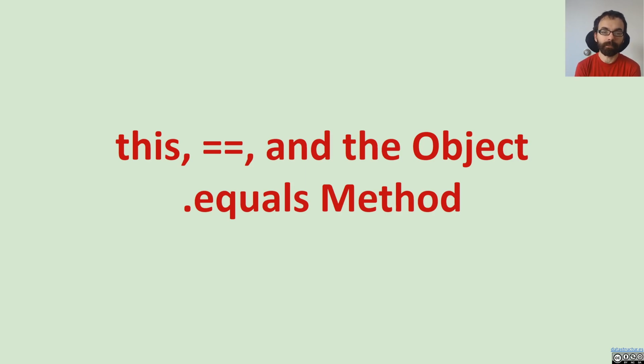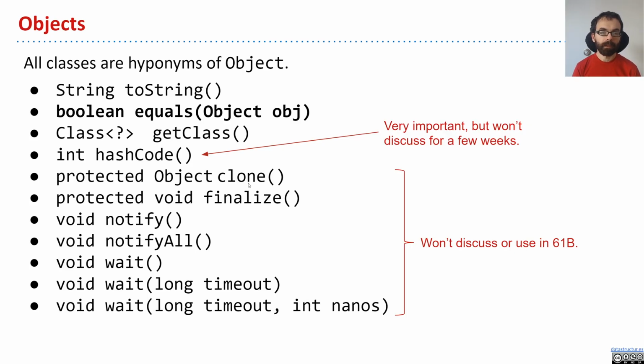We have one last task we need to tackle here, which is to write a dot equals method for our ArraySet class. I'm going to take this opportunity to also review the this keyword and the equal equals operator, and see how those are interrelated with the dot equals method. To set the stage, the equals method takes two objects and tells you whether one of those objects is equal to the other.